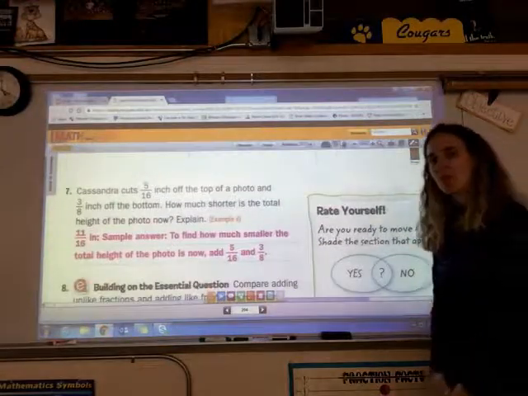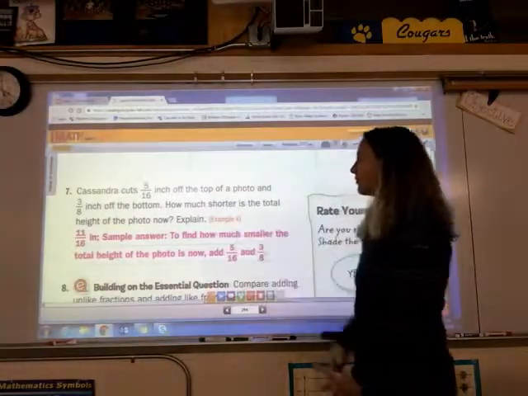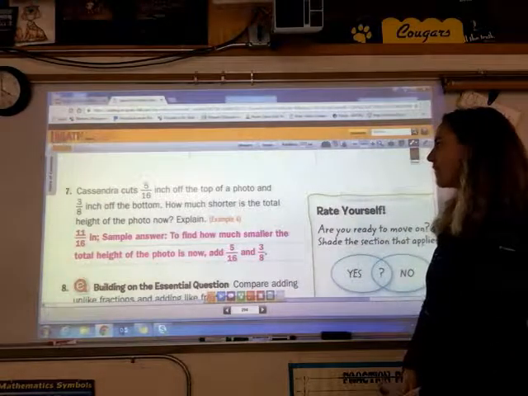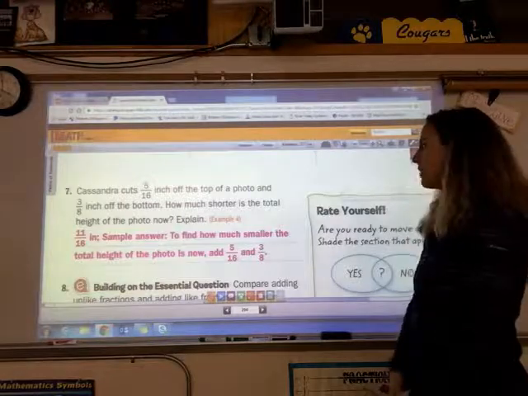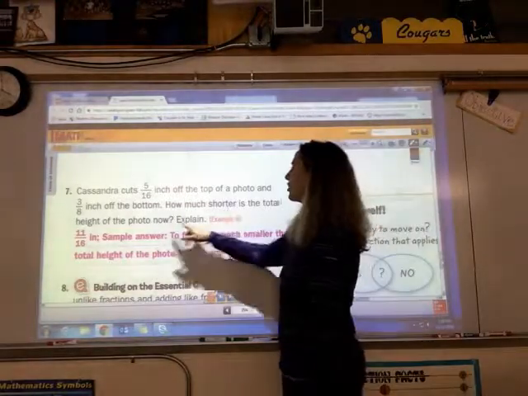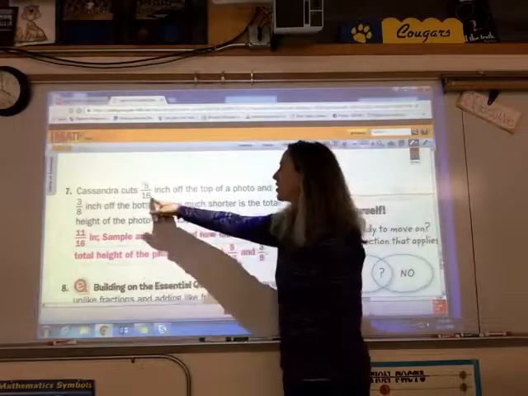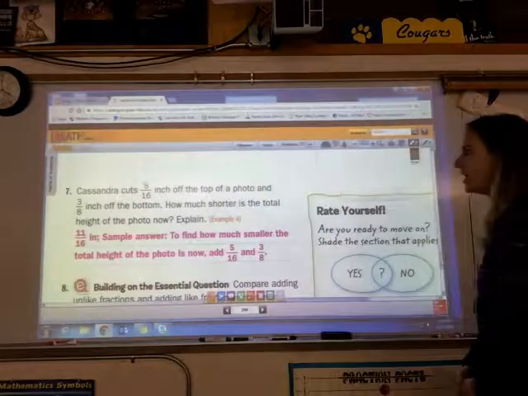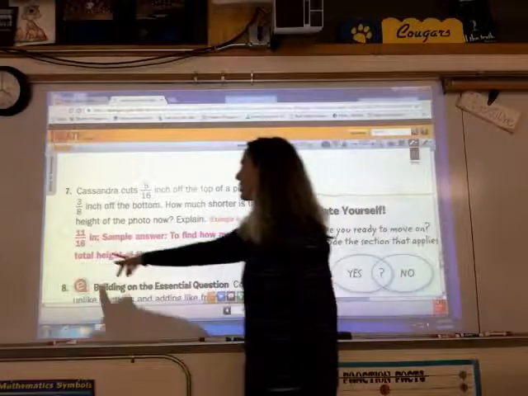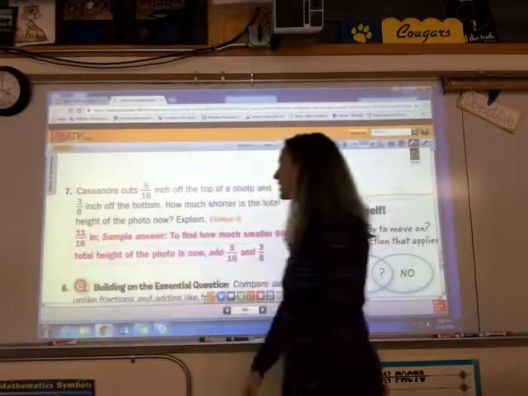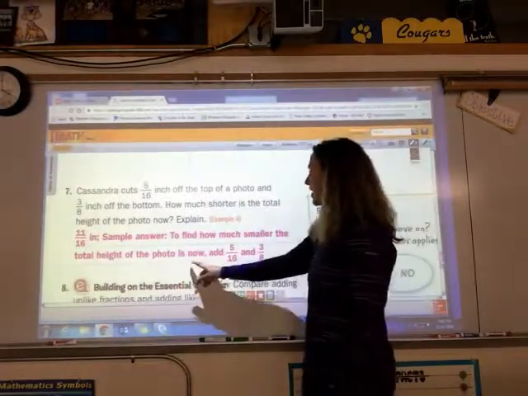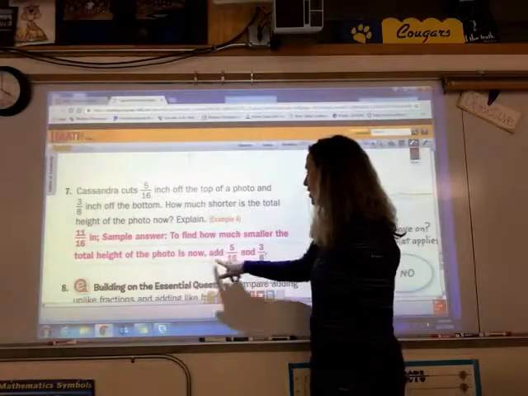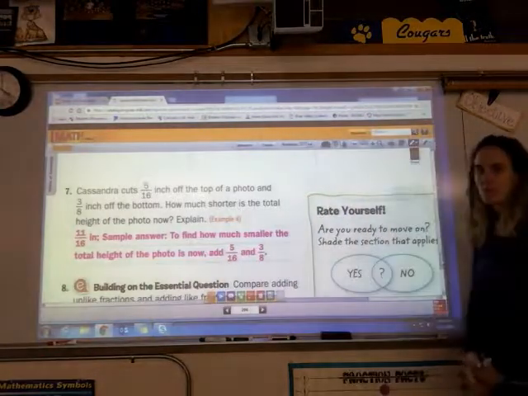And then number 7, the word problem that goes along with example 4. Cassandra's cutting 5/16 inch off the top of the photo and 3/8 inch off the bottom. How much shorter is the total height of the photo now? So you're looking at 5/16 and your 3/8, okay? Technically adding those two together, so you're going to end up with 11/16 of an inch. And then basically, to find how much smaller that height is now, you're going to add those two numbers together.